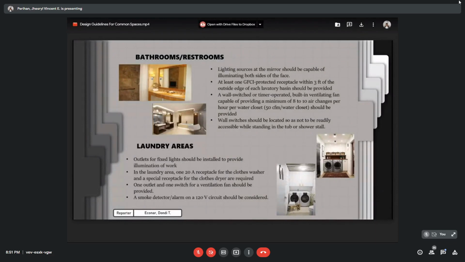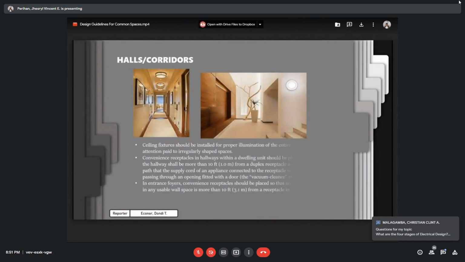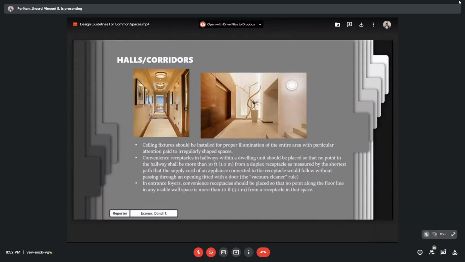One outlet and one switch for a ventilation fan should be provided. A smoke or detector alarm on a 120-volt circuit should also be considered. Next part is on the halls and corridors. Ceiling fixtures should be installed for proper illumination of the entire area, with particular attention paid to irregularly shaped spaces.